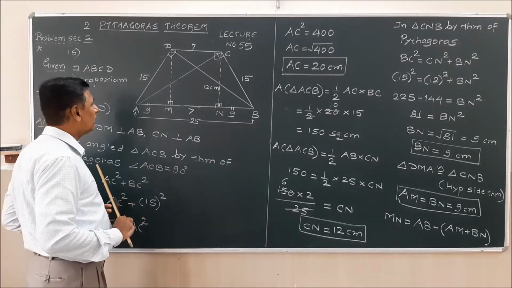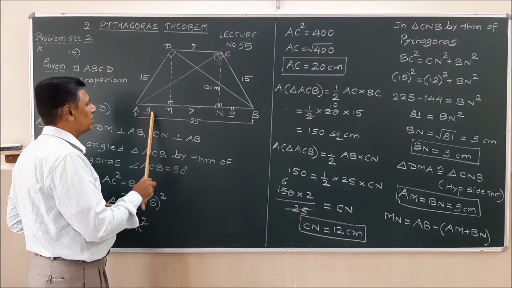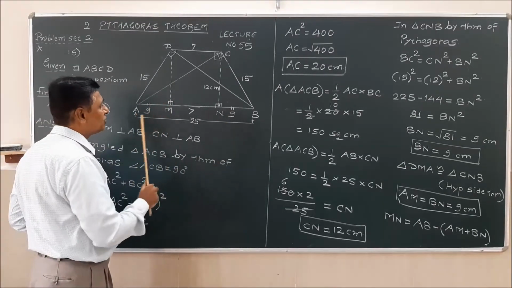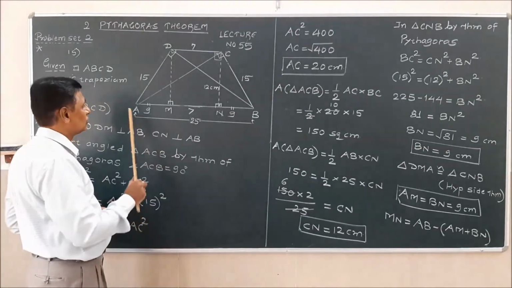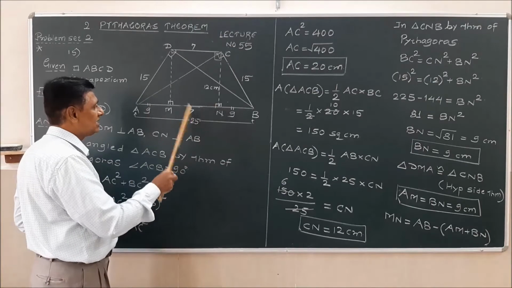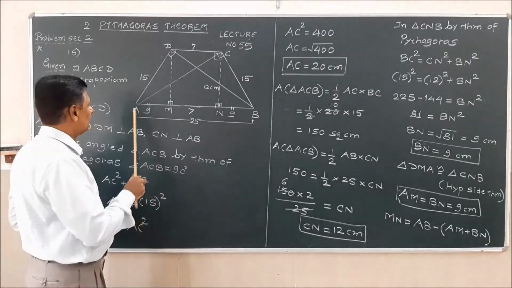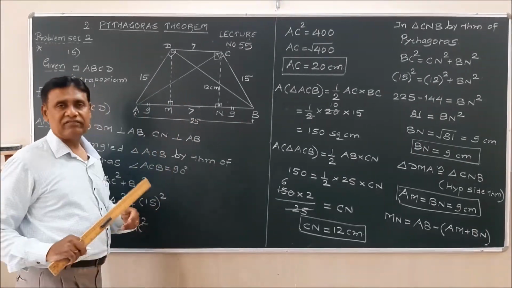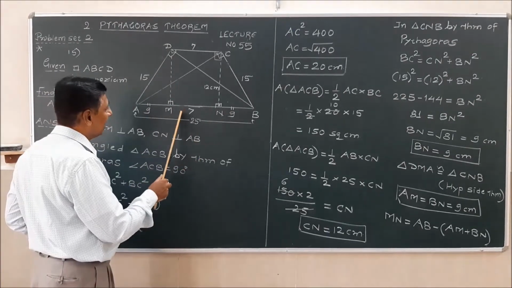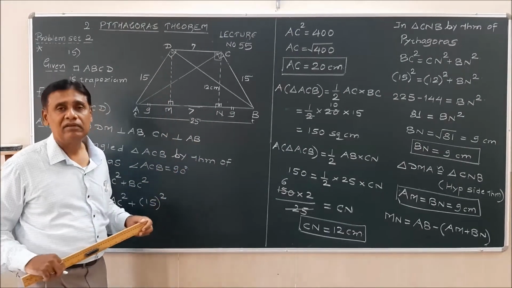Now, next to that, 9 plus 9 is 18. Total AB is 25. 25 minus 18 is 7. And MN is 7.